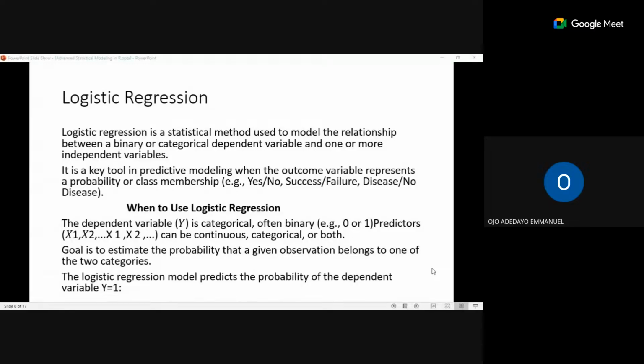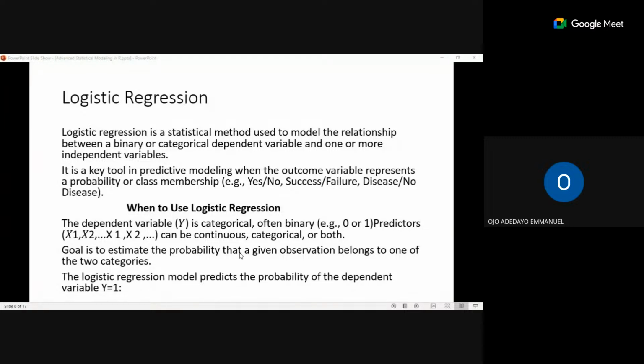Then the goal is to estimate the probability. This is the goal of logistic regression. The goal is to estimate the probability that a given observation belongs to one of the two categories. Either it is going to survive or not. We don't have a third one. Then the logistic regression model predicts the probability of the dependent variable. Let's say Y. Y equal to 1 means that that particular plant will survive.